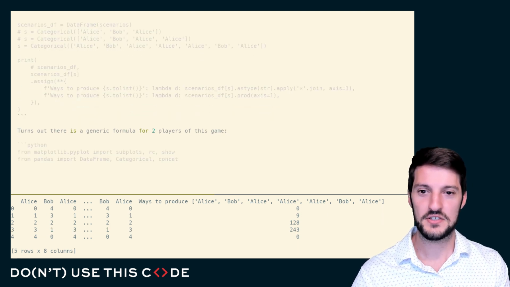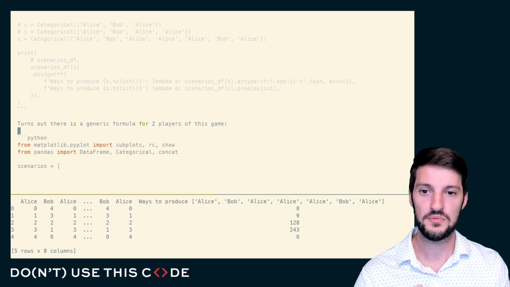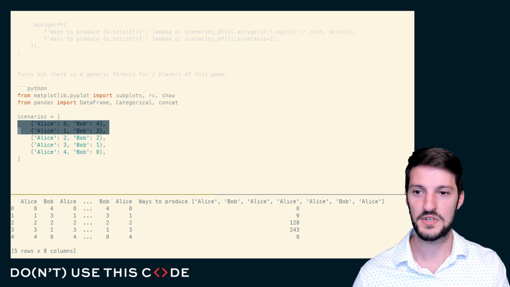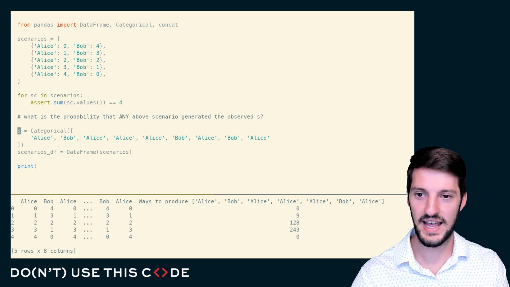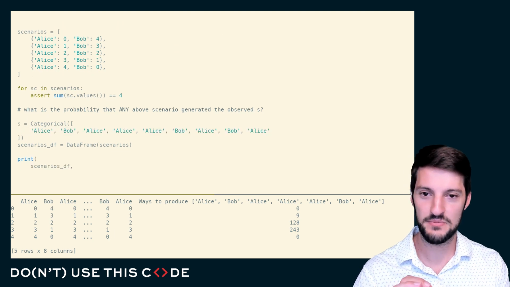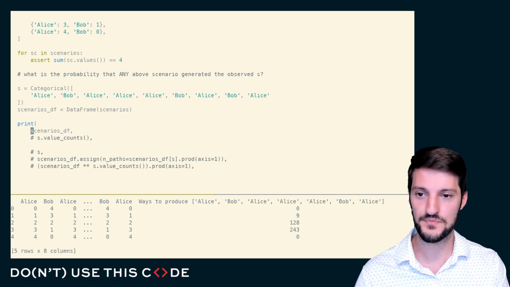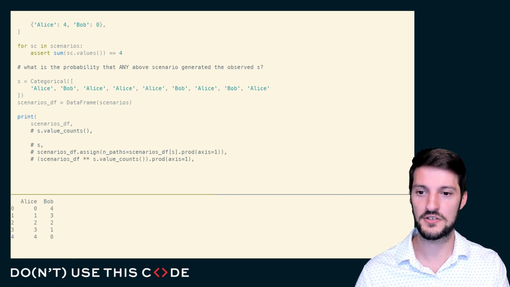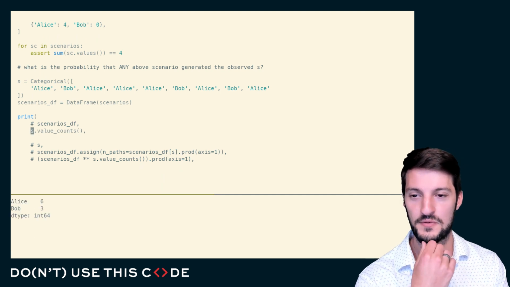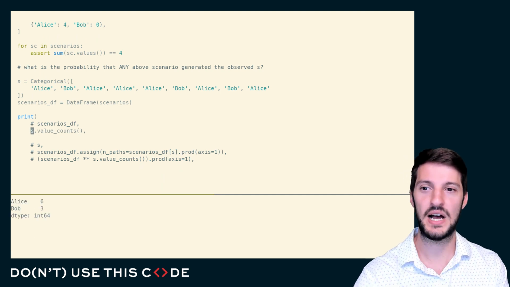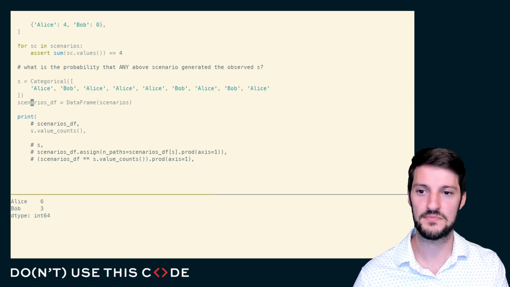It turns out that there's a generic formula for this 2-player version of this game. So if we set up our same scenarios and ask, what's the probability that any above scenario generated this much longer observed sequence? Well, we'll look at our scenarios here. They're the same as they were before. Now we'll look at our value counts. How many Alices and how many Bobs did our sequence produce?